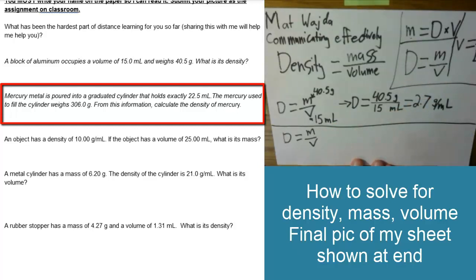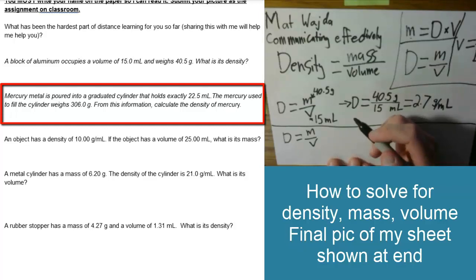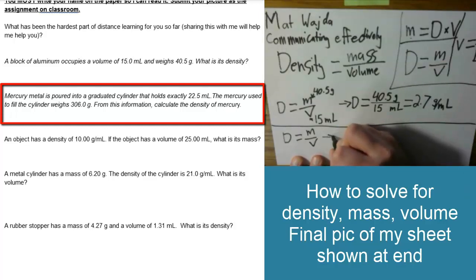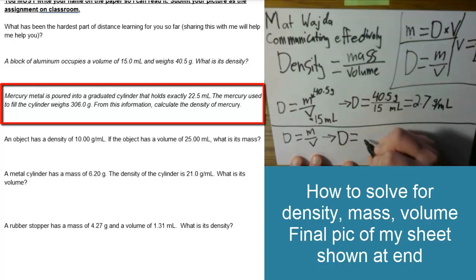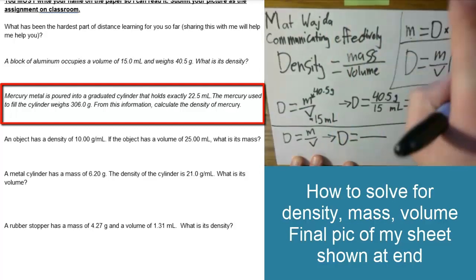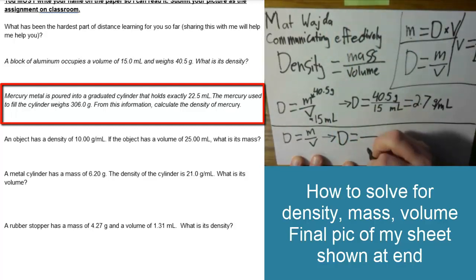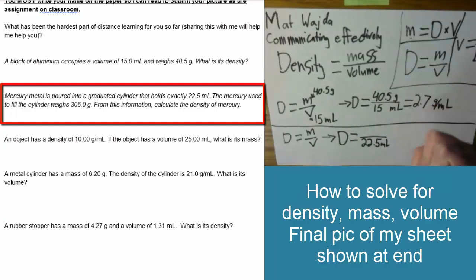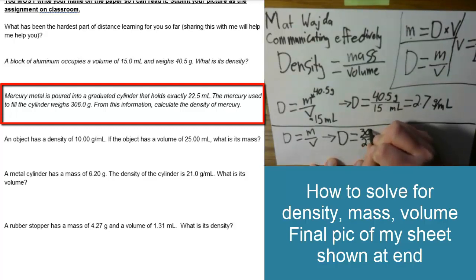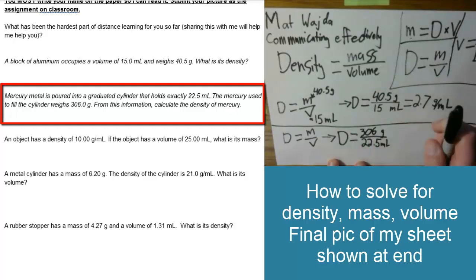Okay, we've got 22.5 milliliters. And that's volume. And it even says it's poured into a graduated cylinder. Graduated cylinders help us measure volume. So the volume here is 22.5 milliliters. And it says it weighs 306 grams. So mass is on the top here. 306 grams. Plug that into your calculator.